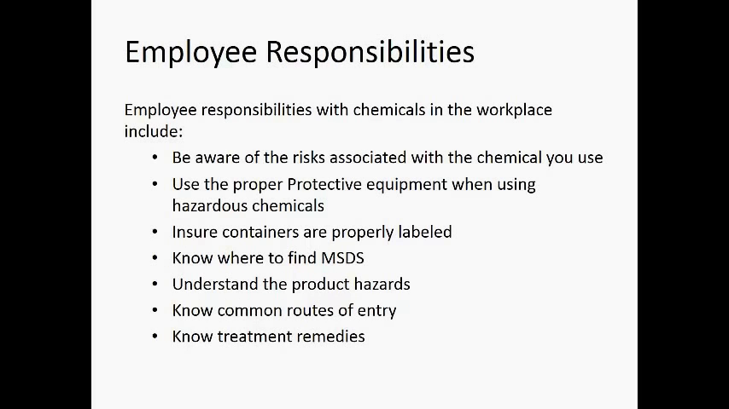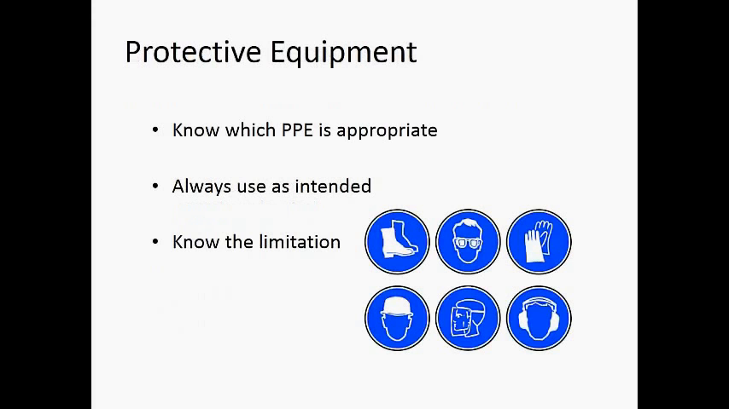Employee responsibilities. Employee responsibilities with chemicals in the workplace include: be aware of the risk associated with the chemicals you use, use the proper protective equipment when using hazardous chemicals, ensure containers are properly labeled, know where to find MSDS, understand the product hazards, know common routes of entry, know treatment remedies.